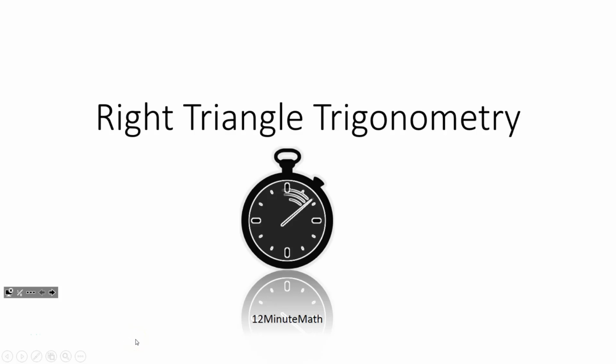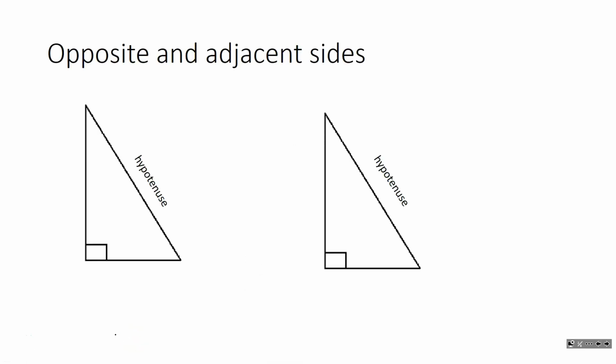Welcome to right triangle trigonometry. I have here two identical right triangles. I've of course labeled the hypotenuse as being the side which is across from the right angle, and we know that the other two sides are known as the legs.